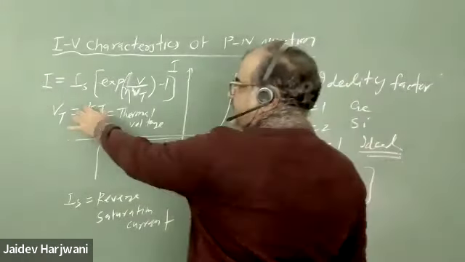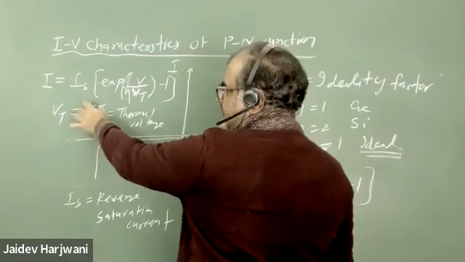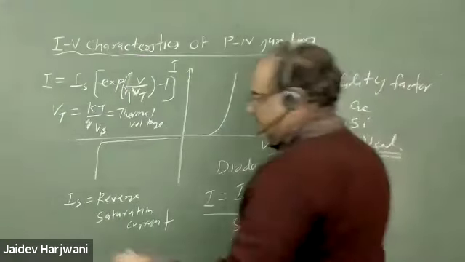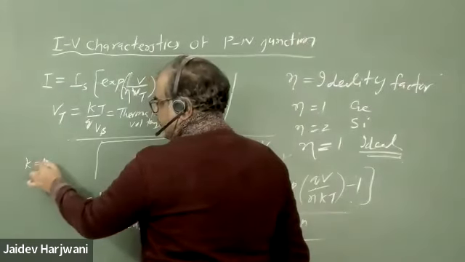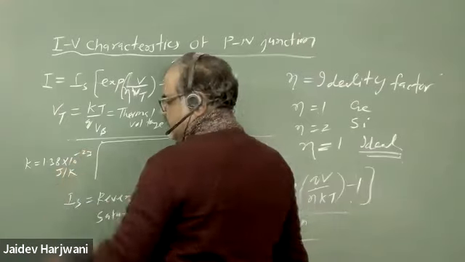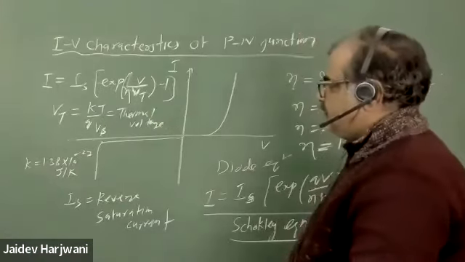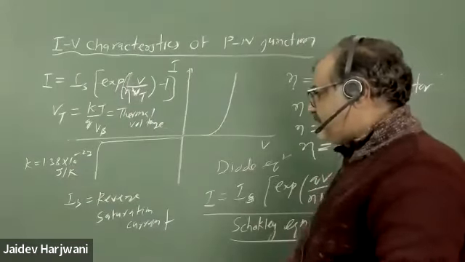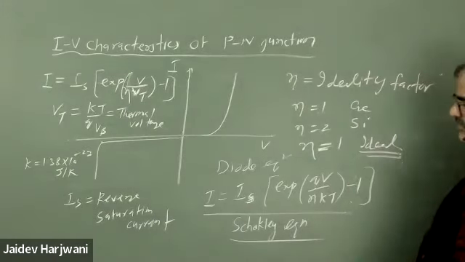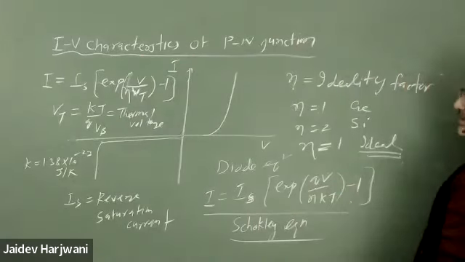KT is energy, and energy by charge is voltage. K is the Boltzmann constant here. The K value is 1.38 times 10 raised to the power minus 23 joule per Kelvin. Is V our applied voltage? Yes, V is the applied voltage, and VT is the thermal voltage.